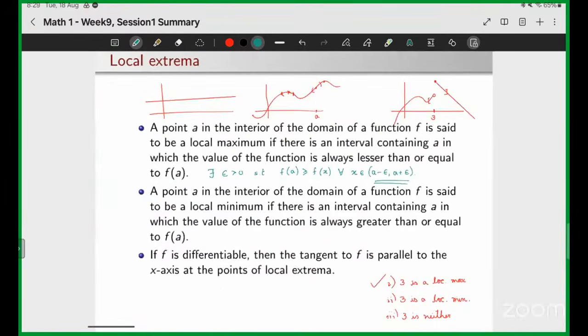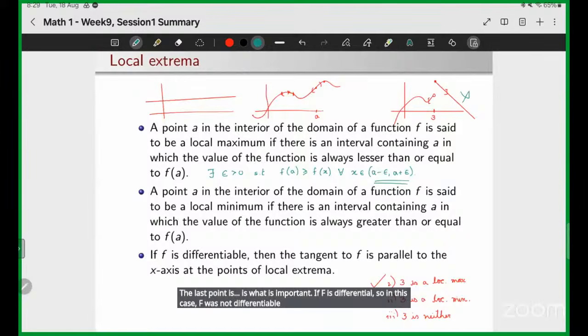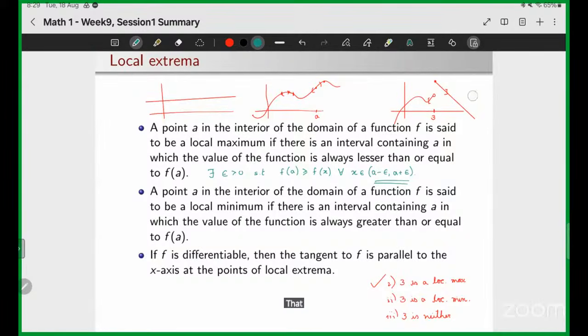So where were we? The last point is what is important. If f is differentiable, so in this case, f was not differentiable, so this does not apply to that point. For point 3, this is more the representative diagram. Then the tangent to f is parallel to the x-axis at the points of local extrema.